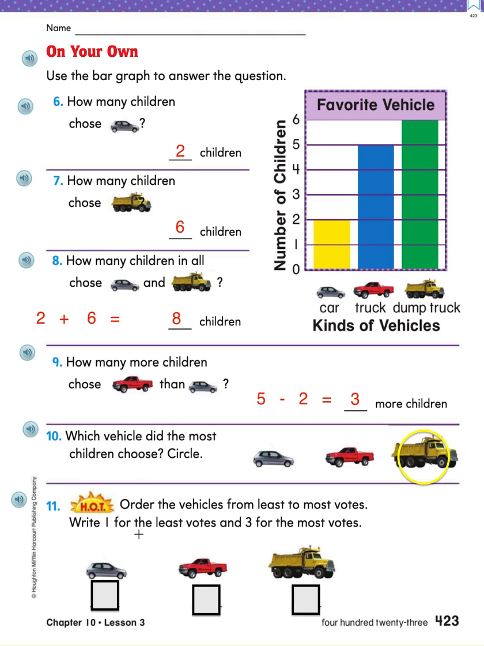Okay. I'm going to start with the least votes because it gets a 1. So if I go up here, I can see the least votes is for car. So car has a 1 underneath it. And then I'm going to go ahead and do the most. The most is going to have a 3 under it. And I know the most from our previous question is the dump truck. So dump trucks has 3 under it, which means trucks would just have 2 under it.